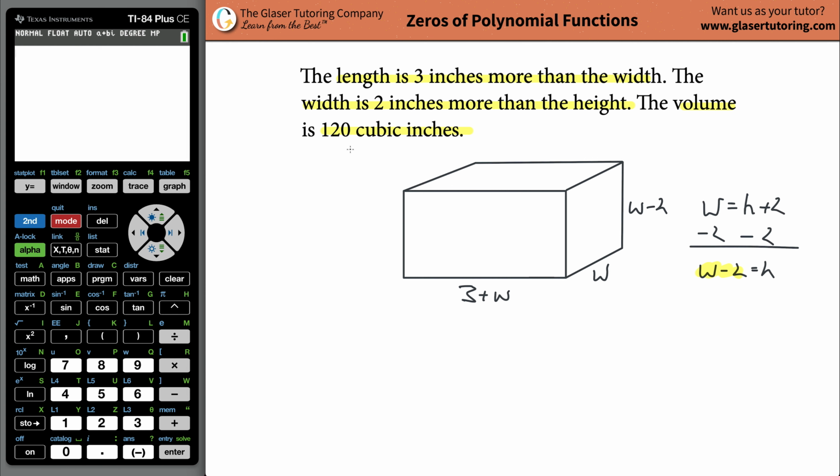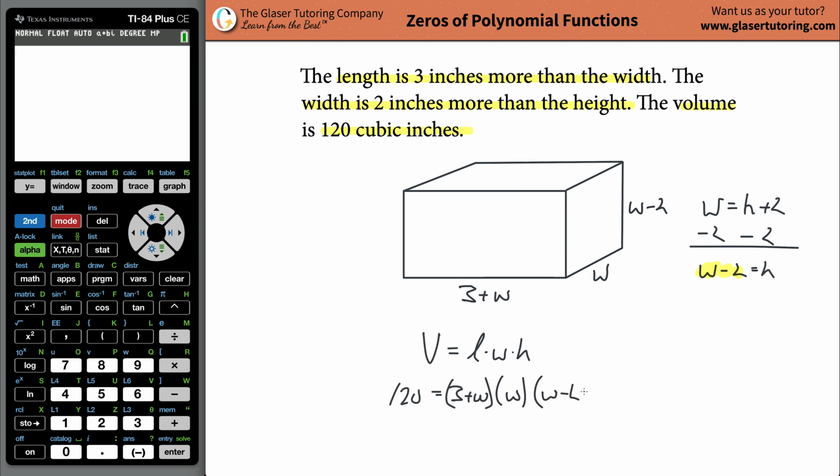Now, it also tells us the volume is 120 cubic inches. So what we need to know is a relationship between the volume and the dimensions of a box. And you do know what that is, right? The volume is equal to the length times the width times the height. So let's plug in what we know. The volume is 120. The length is 3 plus w. The width is just w. And the height is w minus 2.